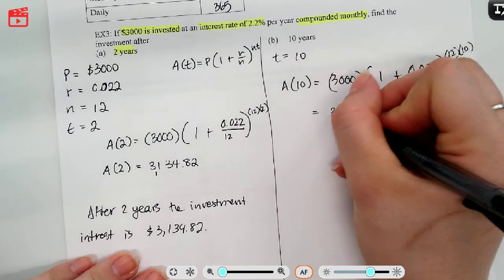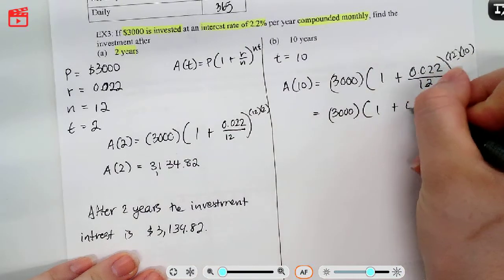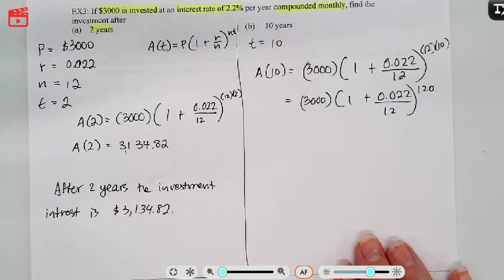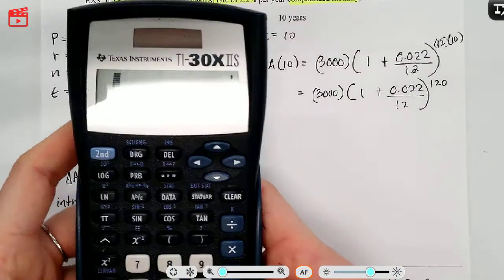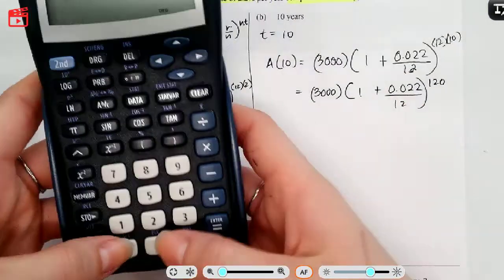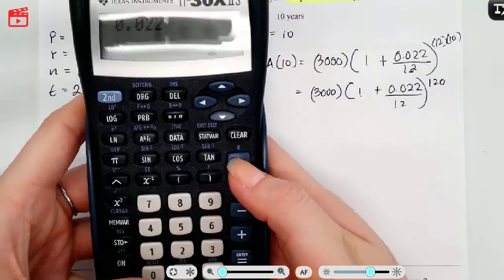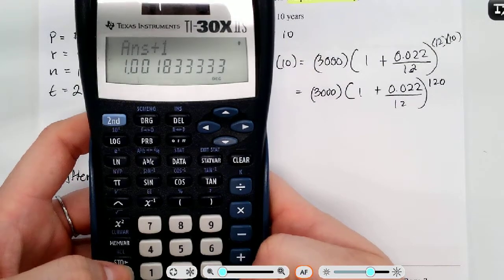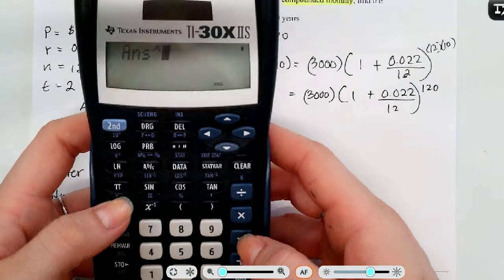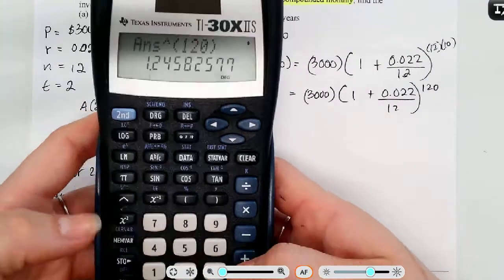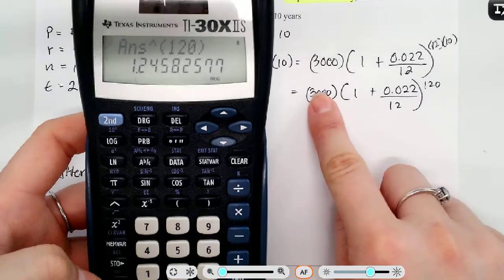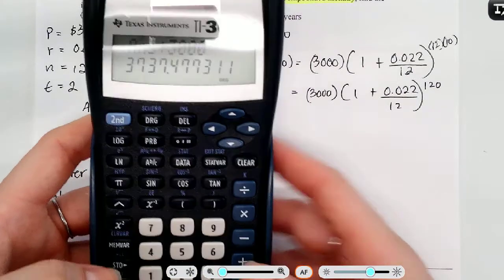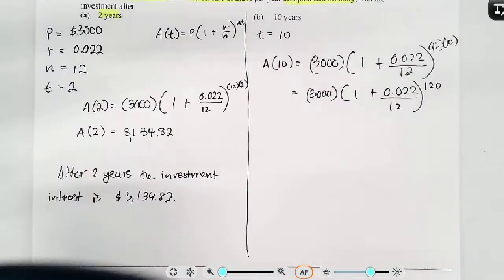Okay, so simplifying this real quick. All right, and once again, I'm just going to go ahead and stick that all in the calculator. So 0.022 divided by 12 gives me that amount. Adding 1, I get that. All raised to the 120th power gives me this. And then we're multiplying that by 3,000. The reason I'm doing it all in the calculator is because I don't want to round off too much. Okay, and that would be our value.